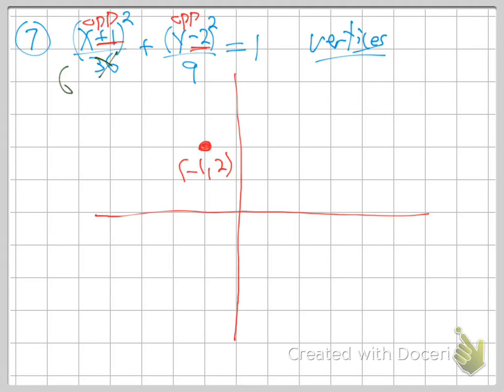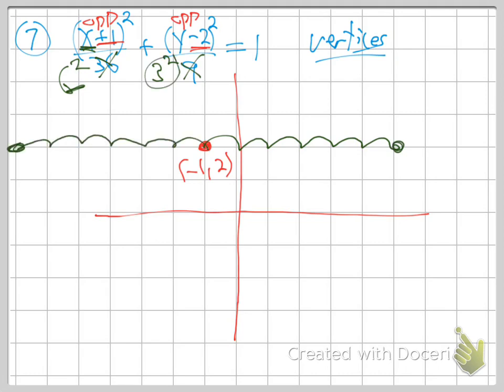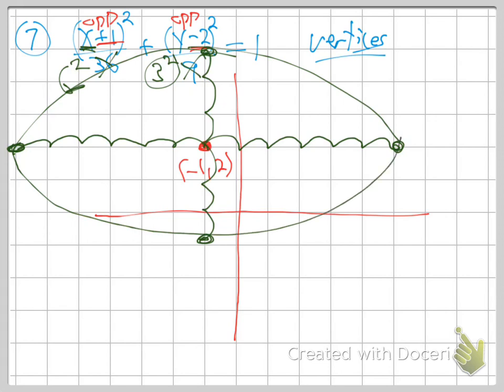This is 6 squared. This is 3 squared. Whatever's underneath x is right-left. Y is up-down. So right-left 6: 1, 2, 3, 4, 5, 6, and 1, 2, 3, 4, 5, 6. And up-down 3: 1, 2, 3, and 1, 2, 3. So there's my ellipse.